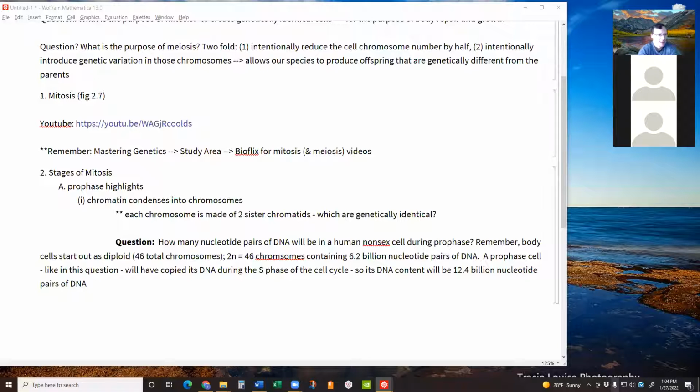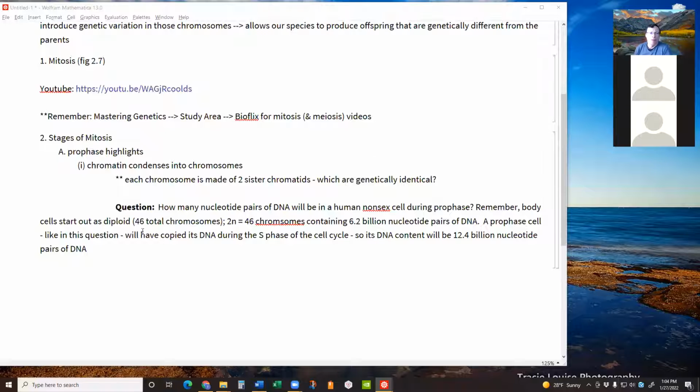All right. So a prophase cell is going to have twice the amount of DNA as a normal diploid cell, because the DNA had to be copied to give to the new cell that will be made. So when the new cell is made, it will be diploid. So you go from 12.4 to the second cell, which is 6.2 billion nucleotide pairs of DNA. Okay, so in prophase, chromatin condenses into the chromosomes.